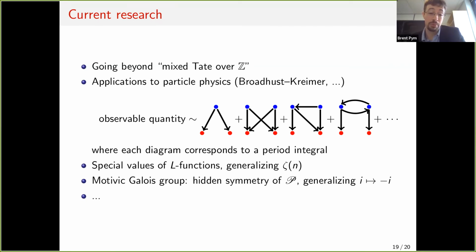And applications include particle physics, where calculating various quantities, you get these funny pictures called Feynman graphs, and each one of them corresponds to a period integral. And a new strategy is to use this theory to understand these calculations in physics.